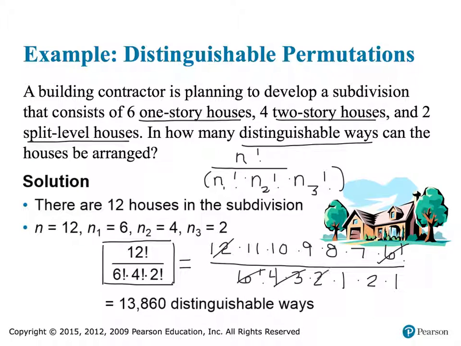And so let's see, this 2 can go into 8 4 times. This 2 can go into 10 5 times. And so really, a simple way to get that 13,860 distinguishable ways is just to take what remains and multiply them together. 11 times 5 times 9 times 4 times 7 is equal to 13,860.